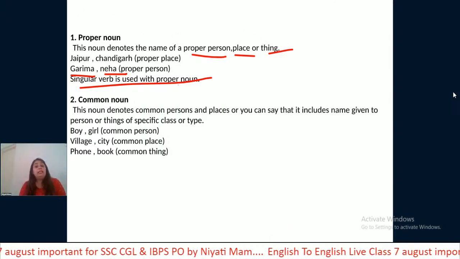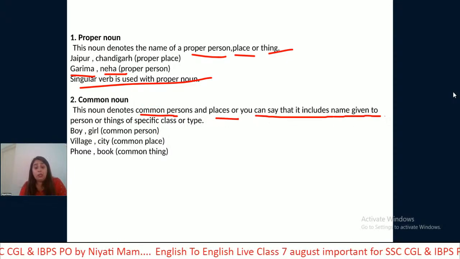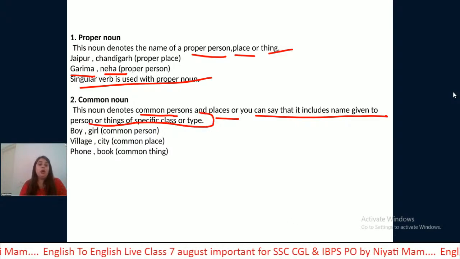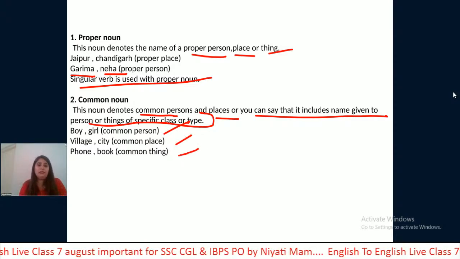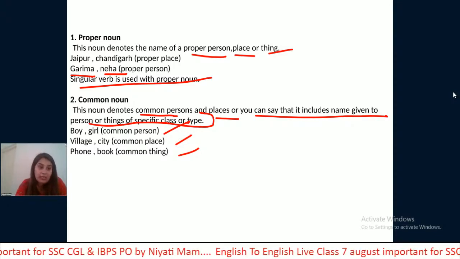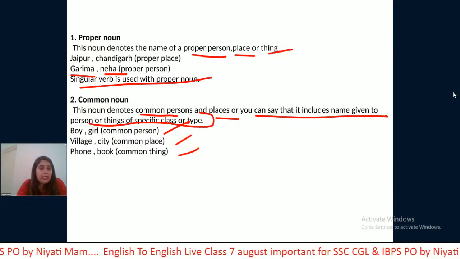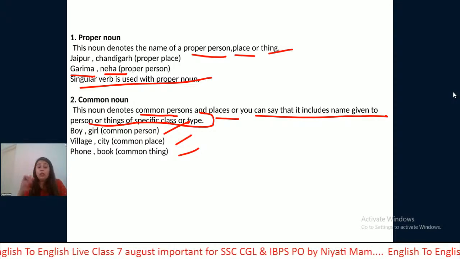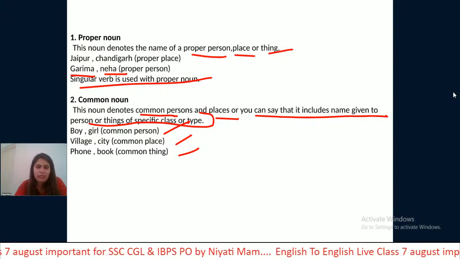Okay, common noun. This noun denotes common persons and places, or you can say that it includes names given to persons or things of a specific class or type. Boy, girl: common person. Village, city: common place. Phone and book: common thing. Book is a common thing, but Ramayana is a specific book. Again, village, city is a common noun, but Washington is a proper noun. Understand? Got my point? This is the basic difference between these two nouns.